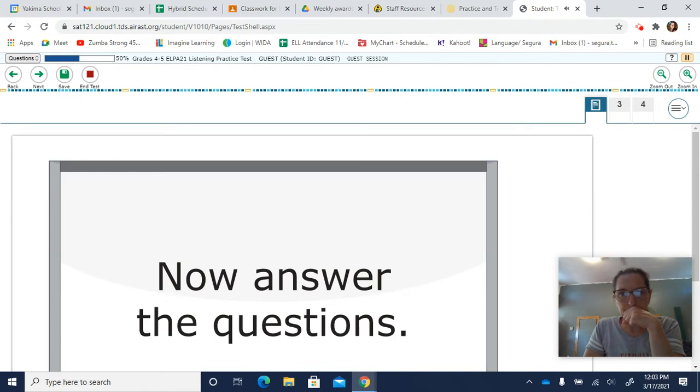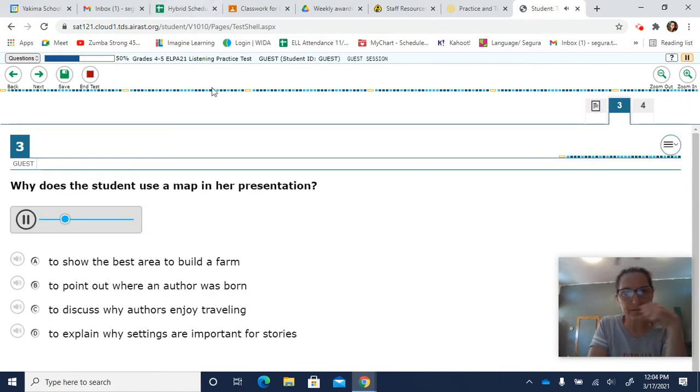Now, answer the questions. Why does the student use a map in her presentation? To show the best area to build a farm. To point out where an author was born. To discuss why authors enjoy traveling. To explain why settings are important for stories.